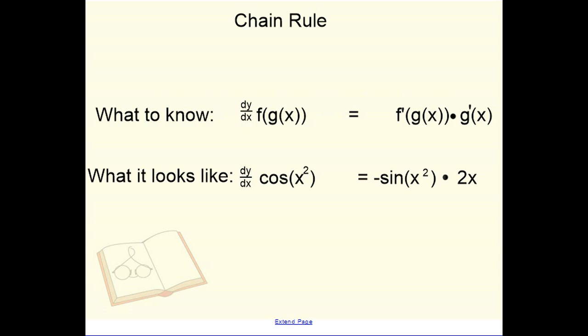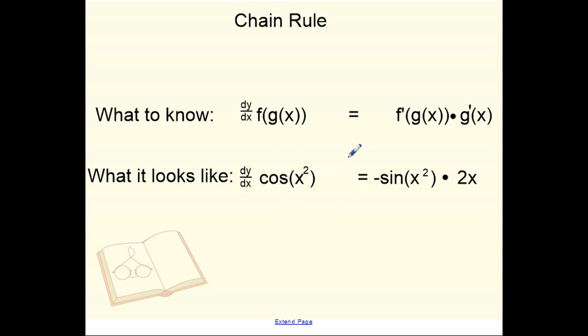The chain rule we apply to functions that look something like f composed of g of x. When we're taking the derivative of f of g of x, the derivative turns out to be f prime of g of x times g prime of x. So what we're doing is taking the derivative of our f of x function while keeping g of x inside, and then multiplying that whole thing by the derivative g prime of x. Let's do a quick example here.